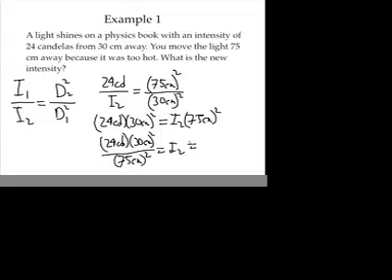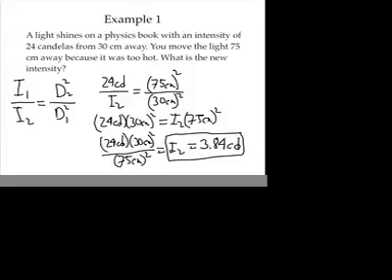And that will give us our second intensity. And when we put that in on a calculator, we get the second intensity to be 3.84 candelas. That should make some sense, because since we're moving it farther away, it should not be as bright as it was when we were 30 centimeters away. In this case, it's 3.84 candelas instead of 24 candelas. So that was just a quick example of this inverse square law.